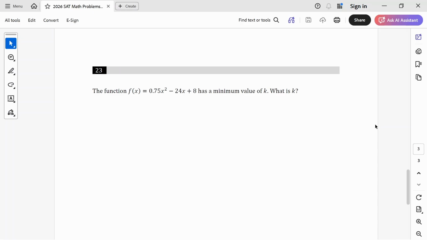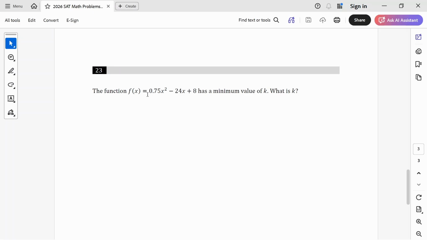Let's look at another question. Say the question asks, the function f of x equals, and they give us this quadratic, 0.75x squared minus 24x plus 8, has a minimum value of k. What is k? So this is a quadratic, so you might start picturing, oh, this is going to be a parabola. A is positive. It doesn't matter that it's 0.75 or 7.7 or whatever. It's positive, so it opens up.